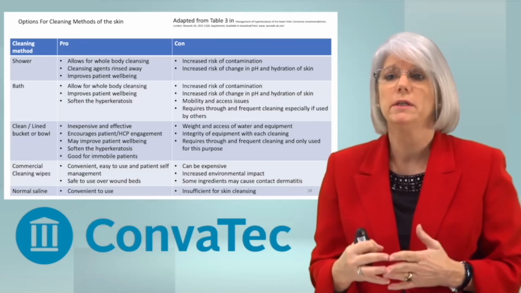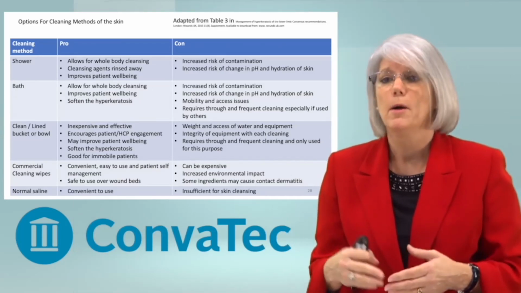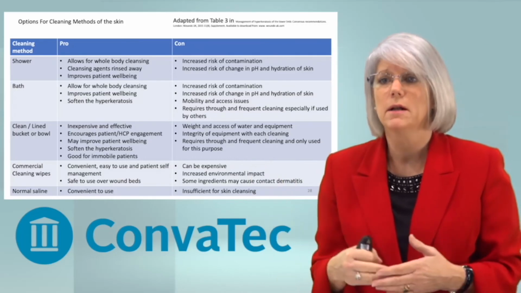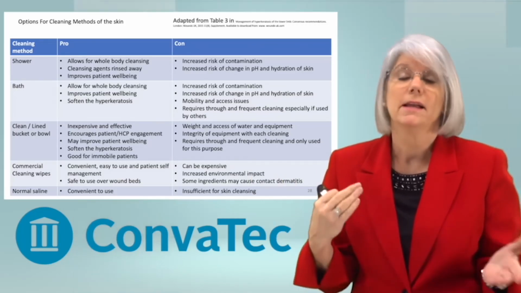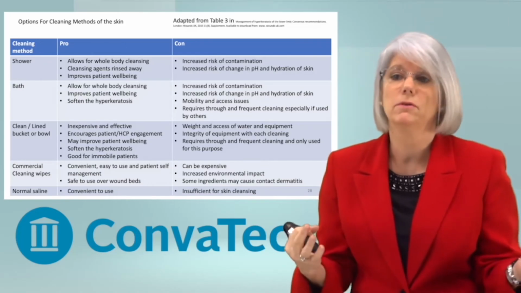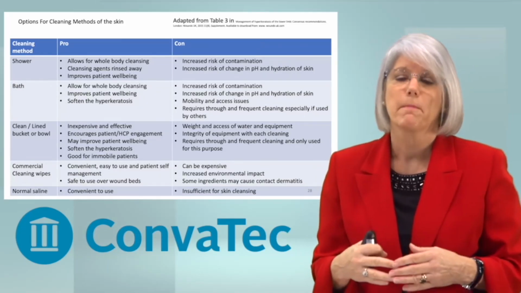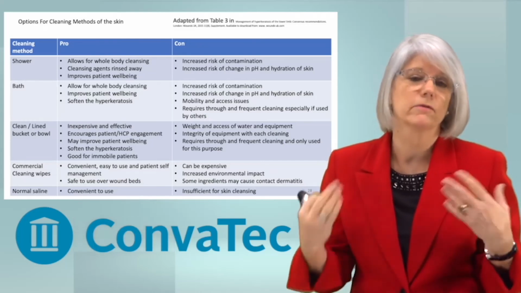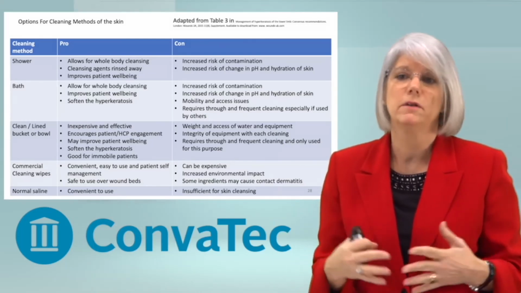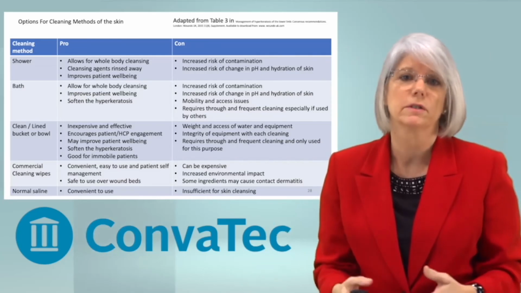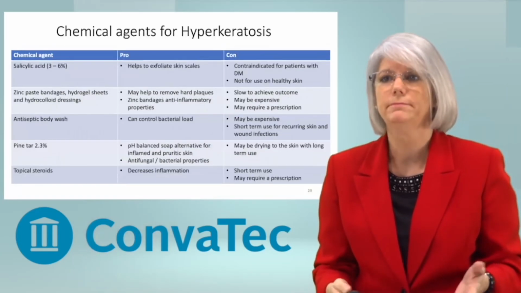The commercial cleaning wipes are convenient, easy to use, effective, and safe. Again, they can increase the cost. They also increase the environmental impact a little bit. And some ingredients, depending on which type you use, can cause some skin reactions. Normal saline, and this comes from the questions that you keep asking, is convenient to use, but it's insufficient for skin cleansing, unless you have a healing wound and it's small.